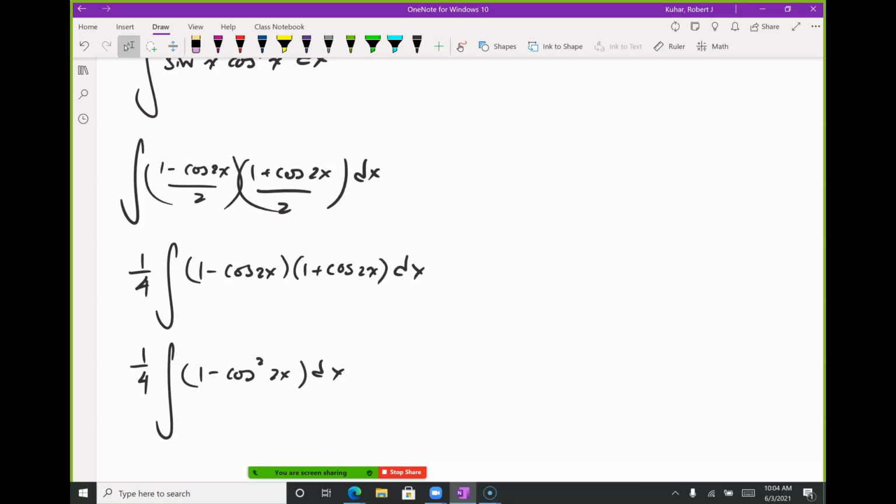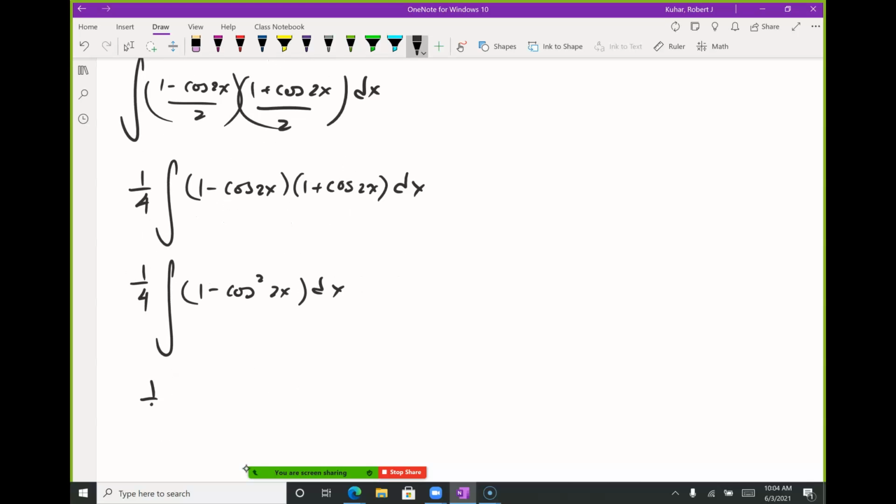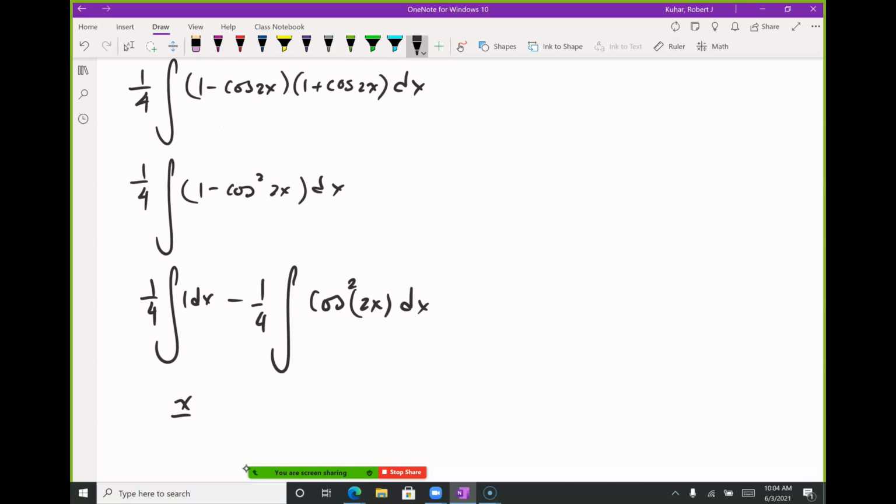So I've got two integrals here, right? So I've got 1/4 of the integral of 1 dx minus 1/4 of the integral of cos squared 2x dx. And the first one is easy, right? It's just x over 4. The second one, I need another power reduction, right? So I've got to reduce a cos squared.